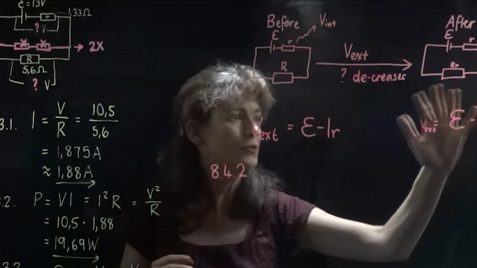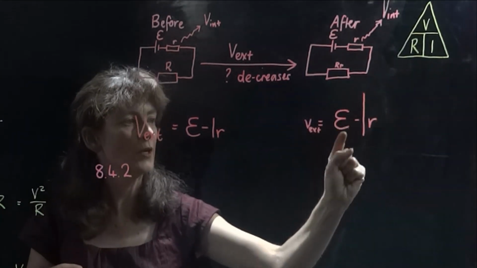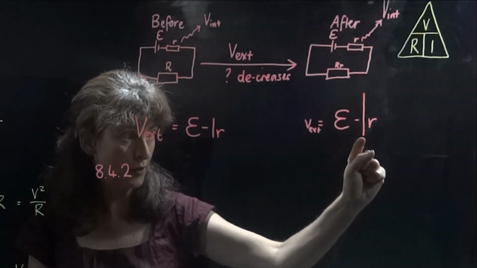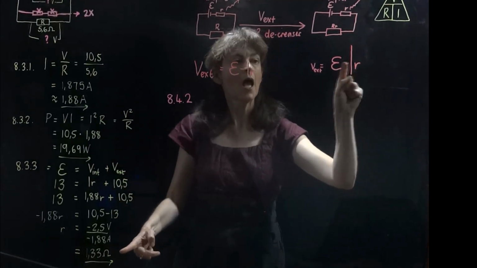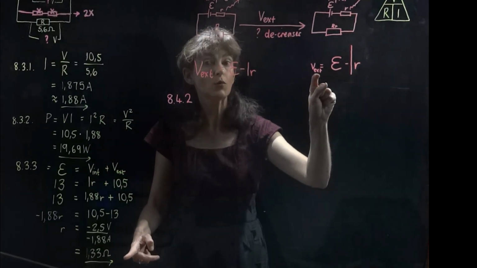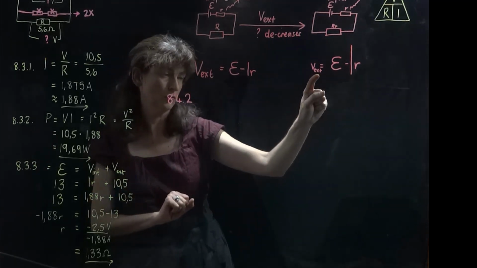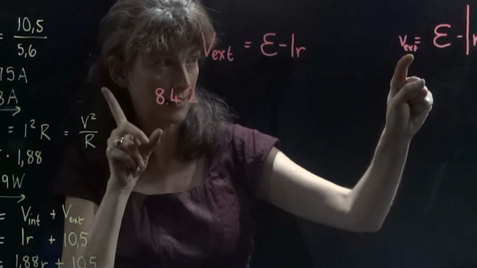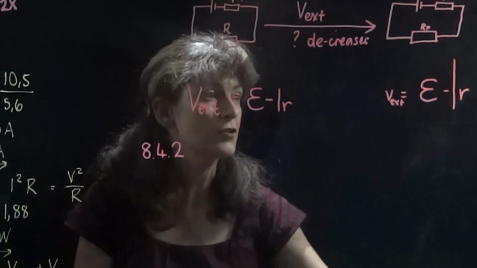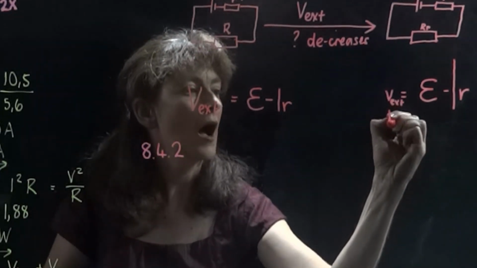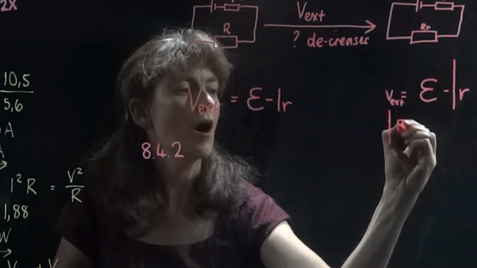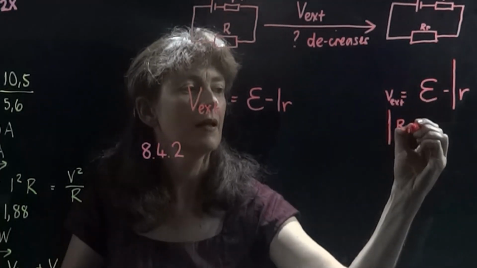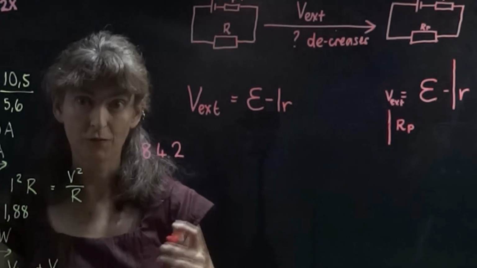Well, we can make use of this equation here because we know this value, we know that value, we know that value, we calculated it here. And so we can find out V external. Well, that's not quite what I was asking, but remember, V external is I, that same I, multiplied by RP. So then we can solve for RP.